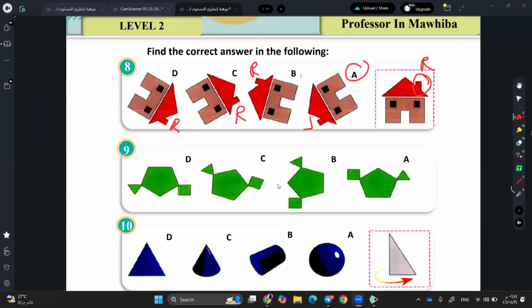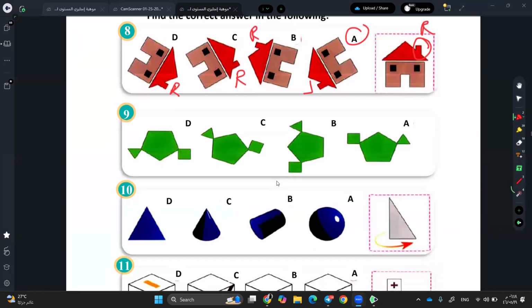Okay, let's see here. Question number 9. Iliana, this is the same. It gives you four shapes here, and it wants you to know which shape is different between them. So we have this pentagon, and it has a triangle on the right and a square on the left. B also has a triangle on the right and a square on the left.